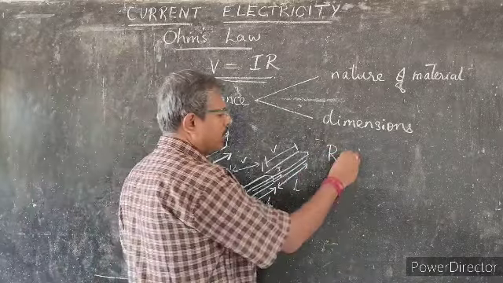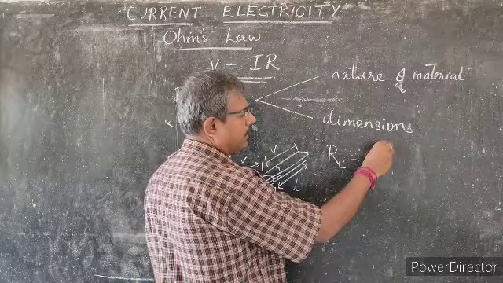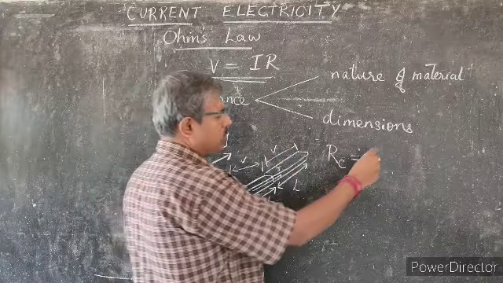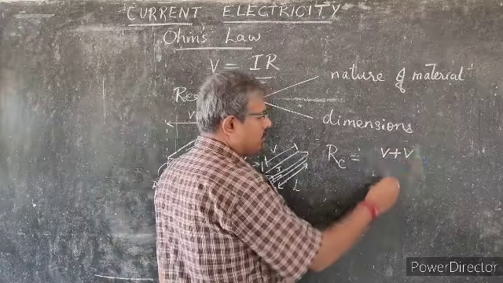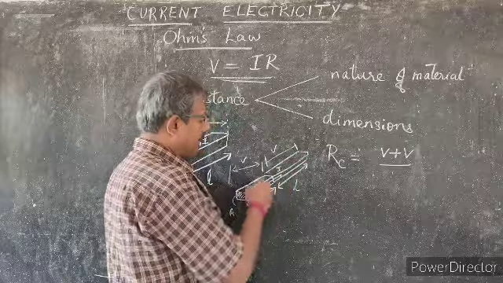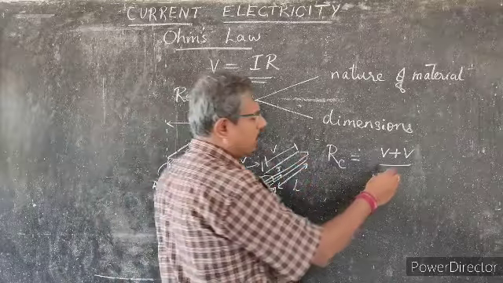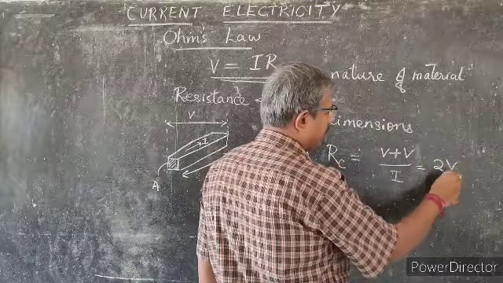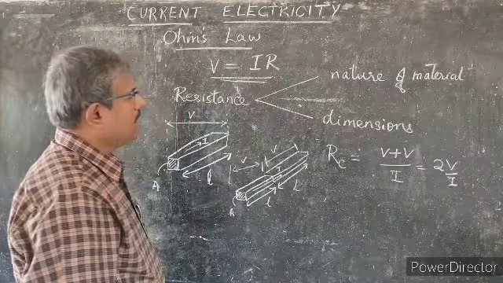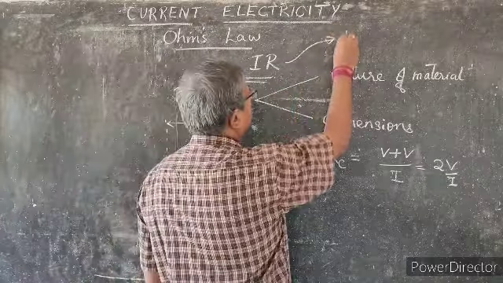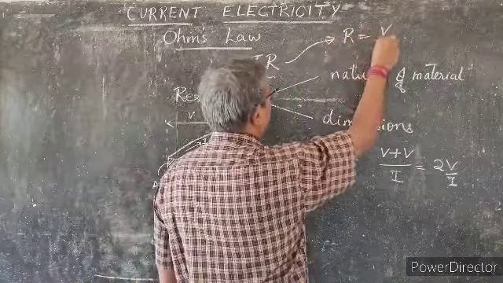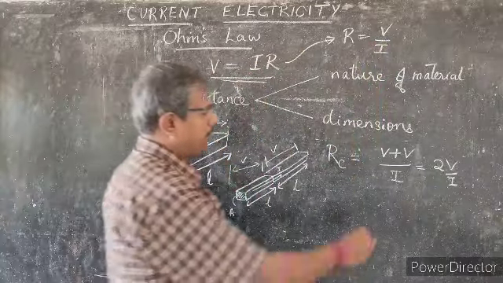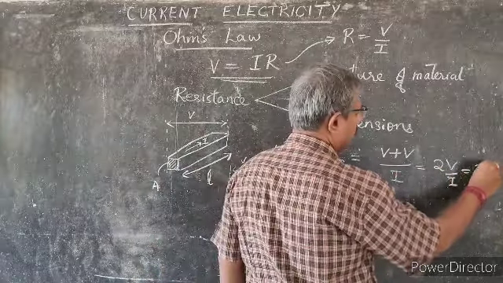So let's say resistance of the combination is the total net voltage. So voltage across this part is V, across this part is V. So it's V plus V, which is the total voltage, divided by the current. The current that's flowing is still the same, which is I. So you get 2V by I. But initially we said R is equal to V by I. The resistance across one such piece is given by the ratio of V by I. So this becomes 2R.